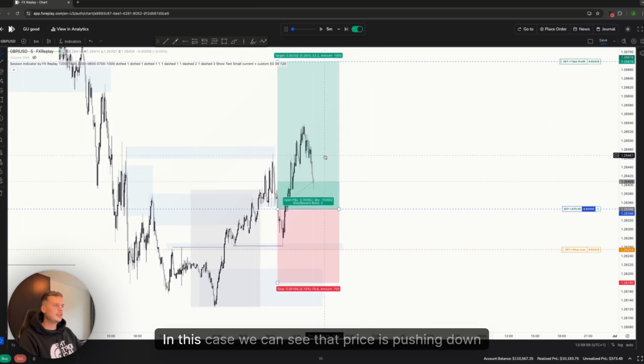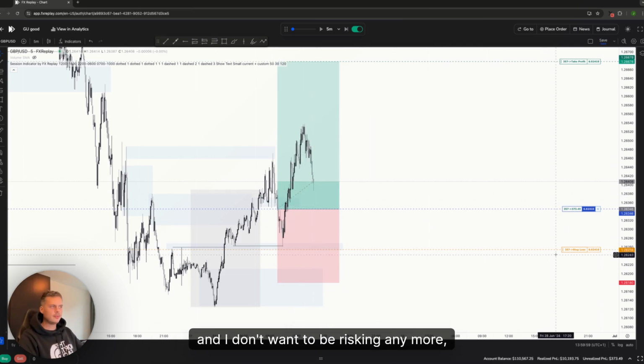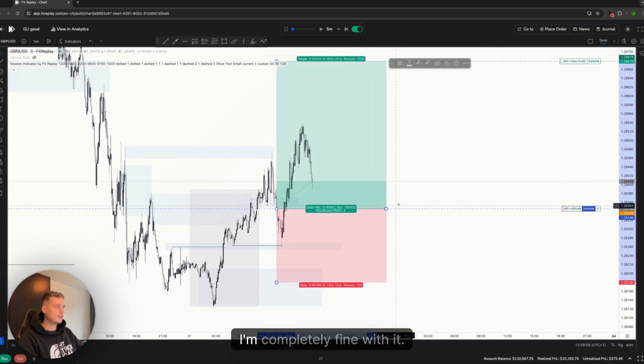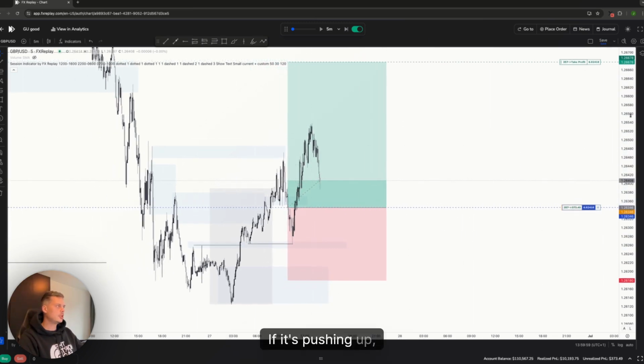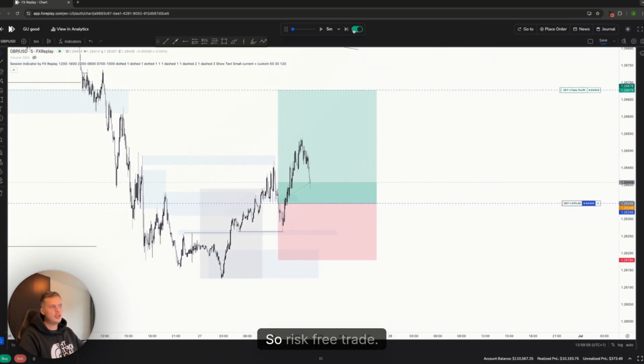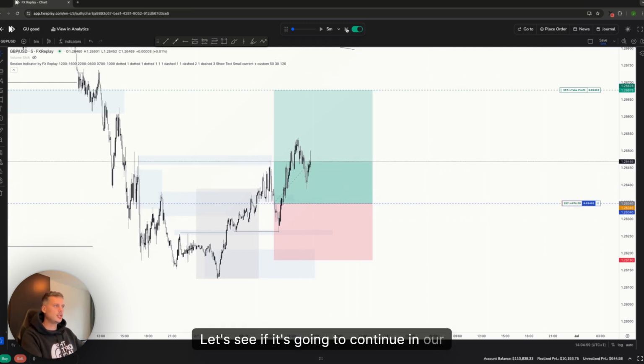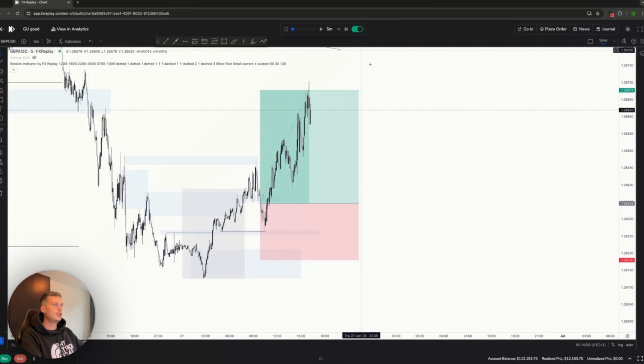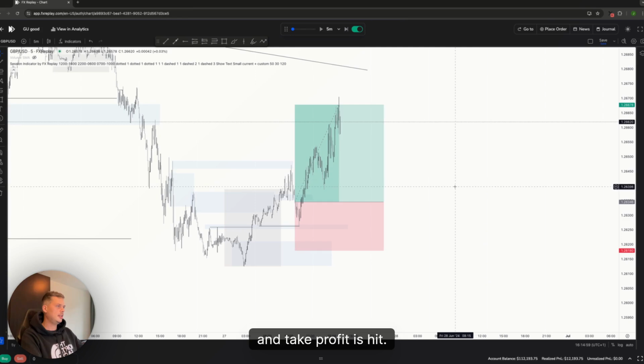Okay, in this case, we can see that price is pushing down, and I don't want to be risking any more at this point. So I'm going to break even. If it hits my break even, I'm completely fine with it. If it's pushing up, I'm also fine with it. So risk-free trade. We went in against the majority. Let's see if it's going to continue in our direction. It did. And take profit is hit.